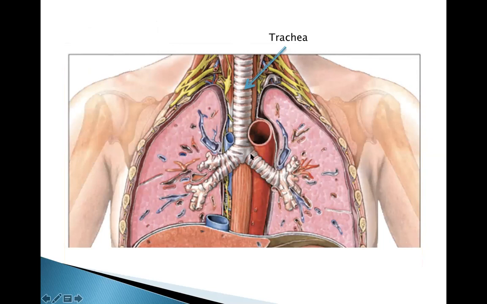So this is the bifurcation. So this would be the end of the trachea and the beginning of what we call the bronchi. This last little piece of cartilage, we mentioned that in lab, that's called the carina. And once we pass the carina, which is sort of this V-shaped cartilage, we then enter into the bronchi.